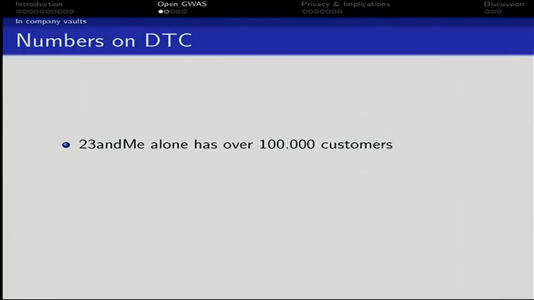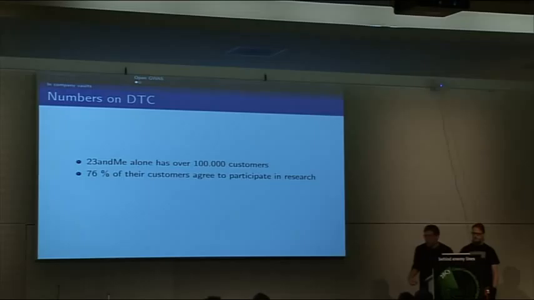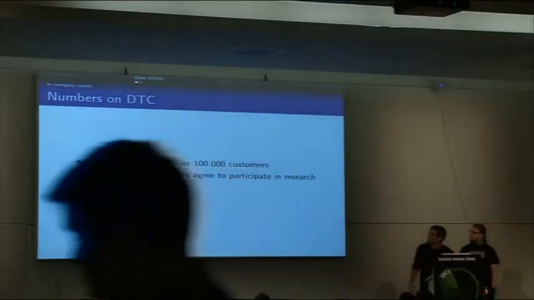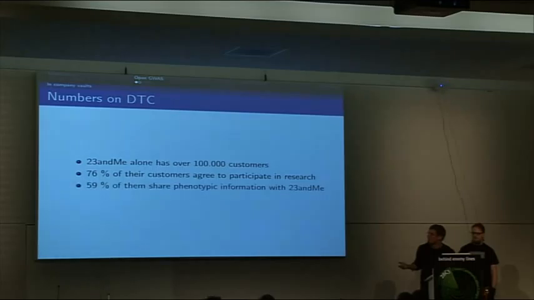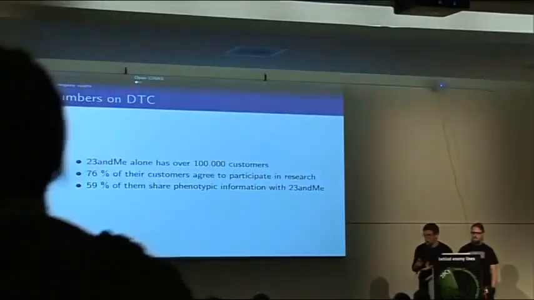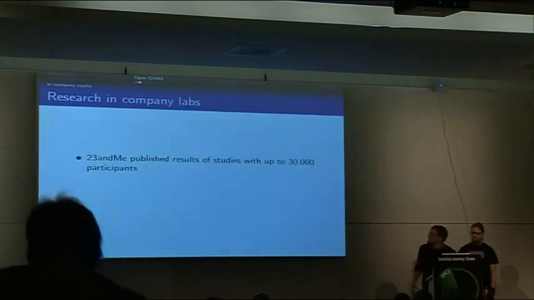And 23andMe alone has over 100,000 customers. And according to their numbers, 76% of their customers agree to have their data used in research. And 59% of them shared their phenotypic information with the company. I have to say, phenotypic information is everything which is describing your body, meaning phenotype could be eye color or risk to develop diabetes or skin color, all of that.